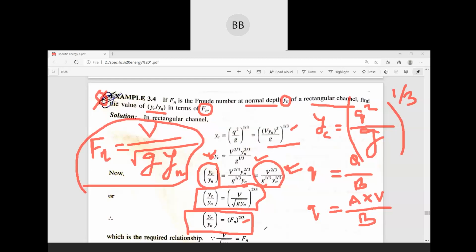So this is our required solution of that particular numerical, that the ratio yc by yn in terms of Fn, that is your Froude number. So Fn to the power 2 by 3 is the correct answer.